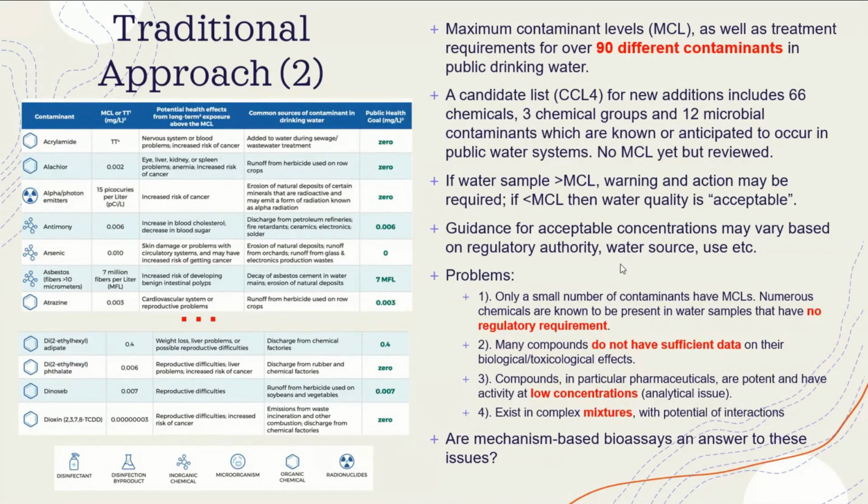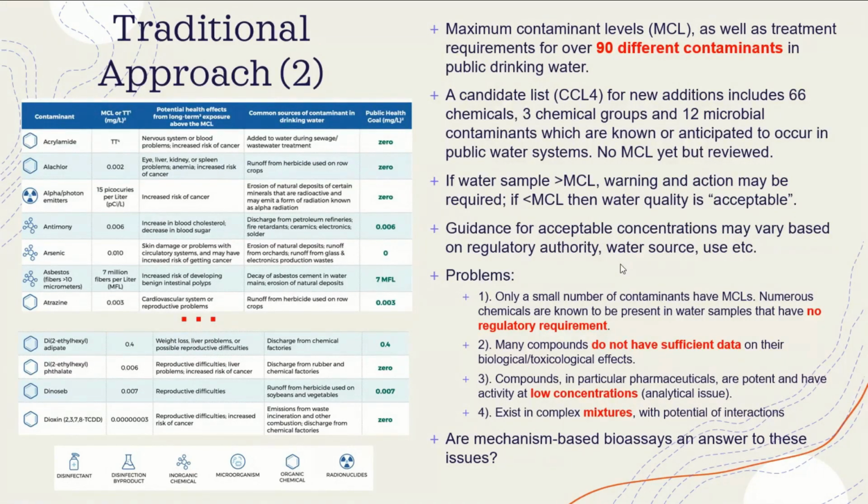Some problems with this: again, for many chemicals that we know we are exposed to, there is no MCL, and we do not have sufficient data to tell us if there is a risk if we do detect it. Also, many compounds are present in low levels in the environment. So for some of these chemicals, we have to start thinking about our analytical techniques, and can we actually detect the chemicals at these low levels?